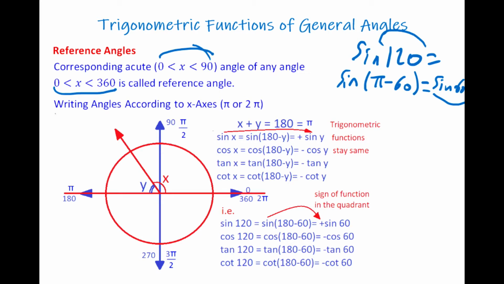We can write all angles, for example, like here 120, right? All such angles according to the x-axis or according to the y-axis. What do I mean by saying x-axis is by using pi or 2 pi, right? Because in the x-axis, as you can see, this is the x-axis, right? We have here 2 pi and we have here pi. If you write the angles by using those two angles, then that means you're writing the angle according to the x-axis.